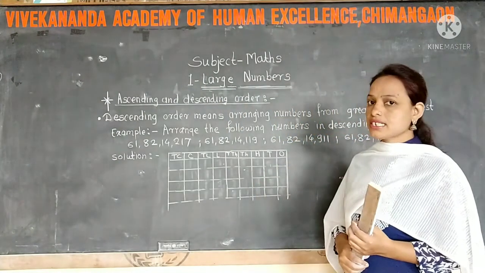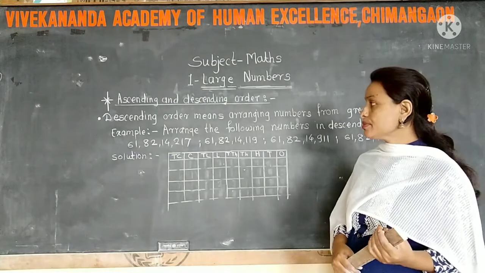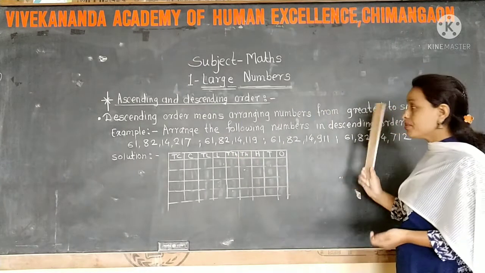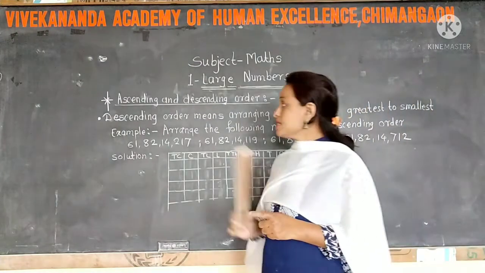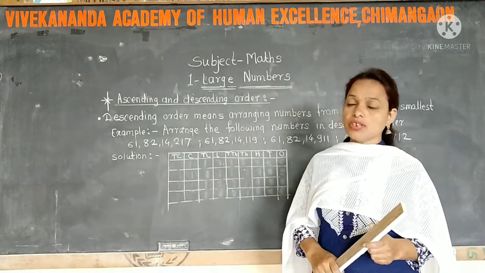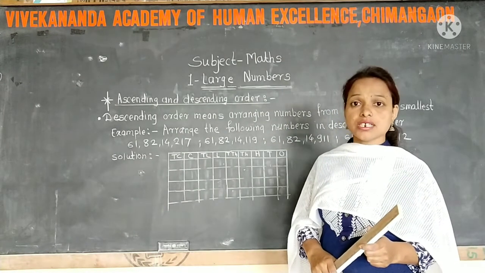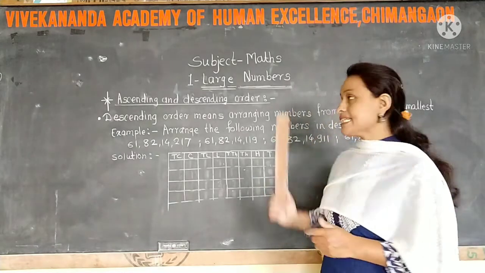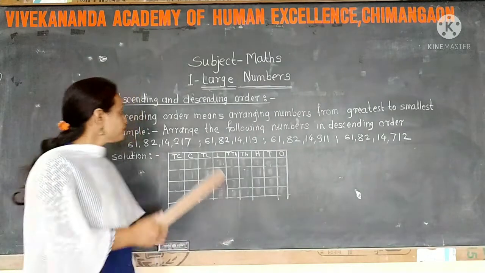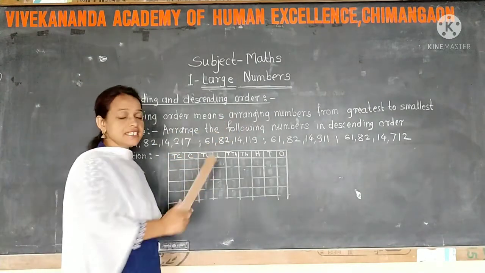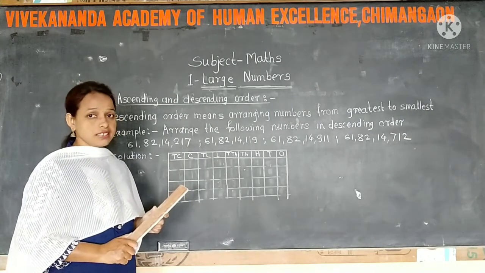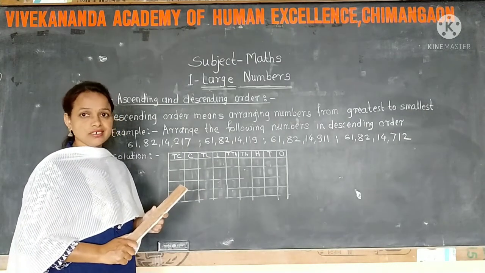Now we will see descending order. Now descending order means what? Descending order means arranging number from greatest to smallest. Means opposite of ascending. Ascending means arranging numbers from smallest to greatest. And descending means arranging numbers from greatest to smallest. So here let's see one example. Arrange the following numbers in descending order. So we will see example to better understand.